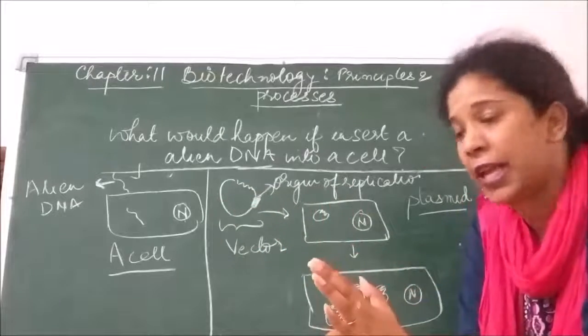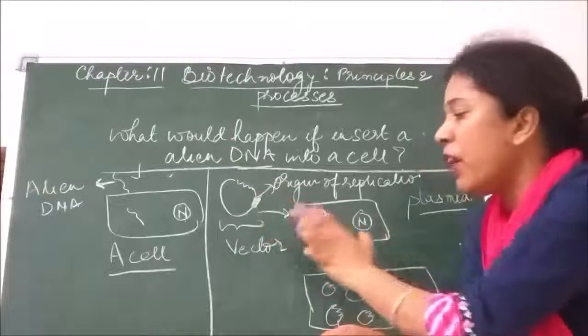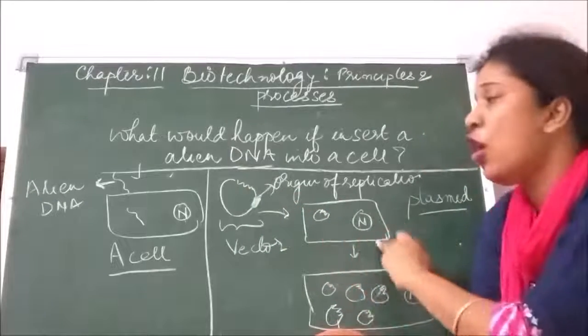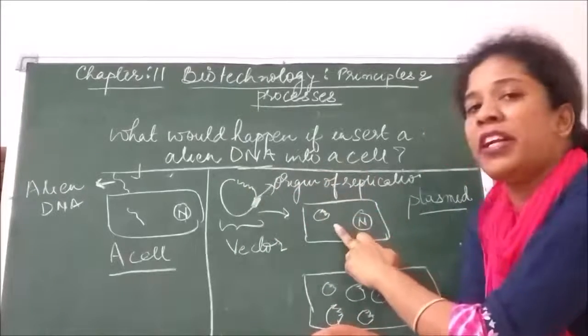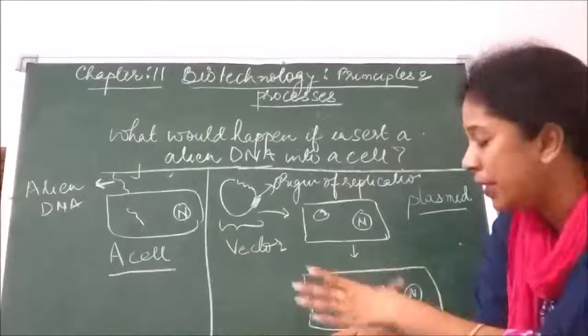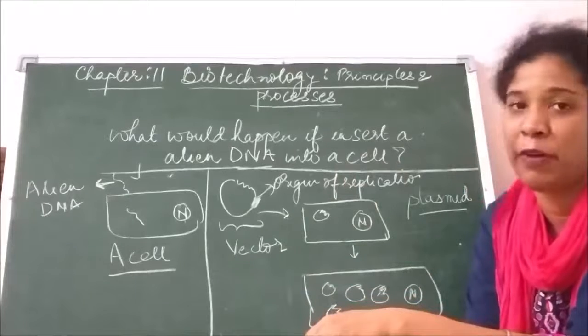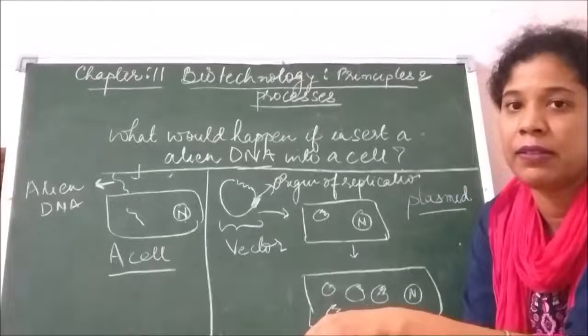It is made up of DNA, and in this we insert our alien DNA. The moment we transform the cell, or insert this recombinant DNA molecule into the cell, it is going to divide and form multiple copies of itself, so that the desired gene is amplified.